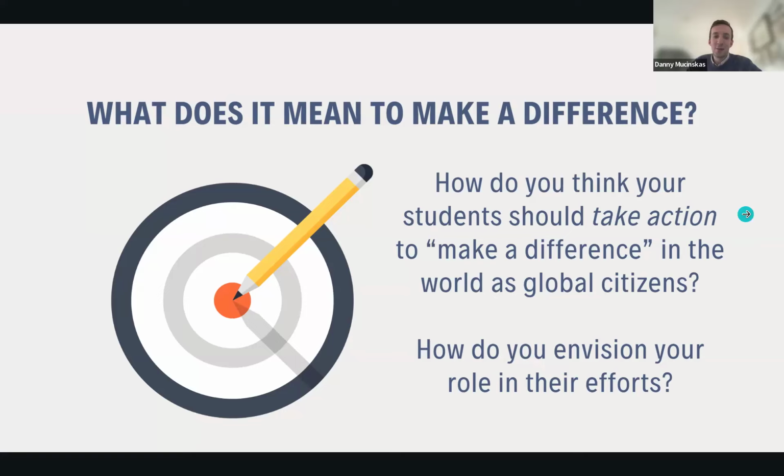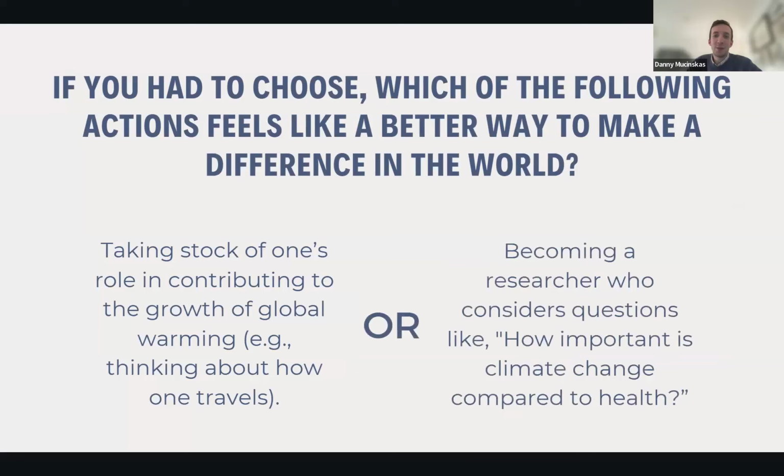So you can pause again to have a conversation or to take some time to think: how do you think your students should take action given all of these different ways of making a difference in the world as global citizens? And how do you envision your role as an educator in their efforts? Once you've thought about that a little bit, I'm proposing these different trade-off scenarios as a way to maybe help push thinking further.